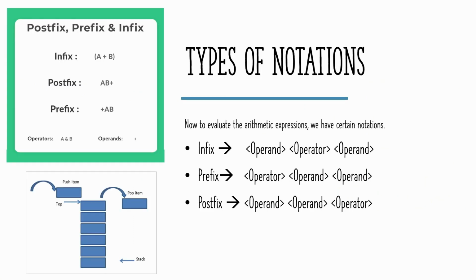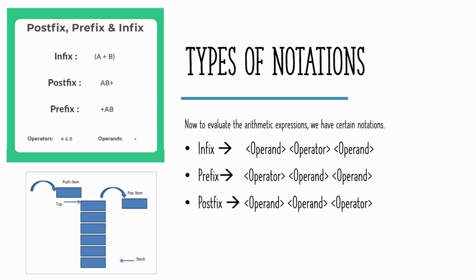Now, let us see the types of notations. What we generally see is that infix notation is used to write arithmetic expressions, that is a plus b, where in this notation the two operands come side by side and the operator sits in between. So a plus b, where a and b are two operands and the operator is plus.